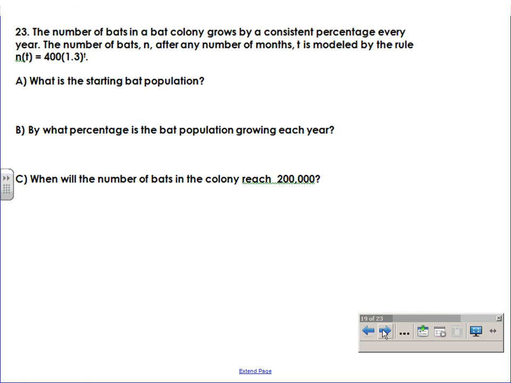Couple more review questions. Number 23, it says the number of bats in a bat colony grows by a consistent percentage every year. The number of bats n after any number of months t is modeled by the rule n of t equals 400 times 1.3 to the t. So remember exponential functions, which this is, a times b to the x. Now, it says what is the starting population? A represents the starting value, and our A here in this case is 400. So the starting bat population is 400 bats.